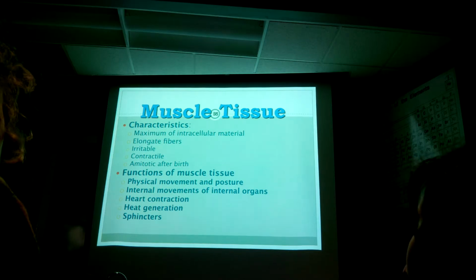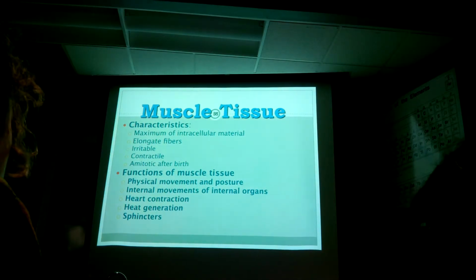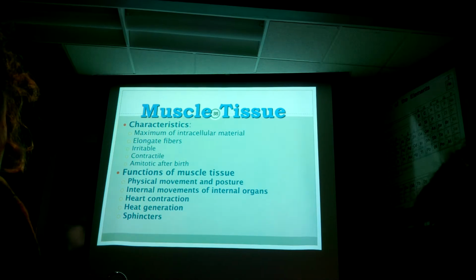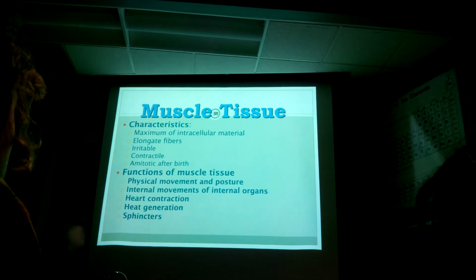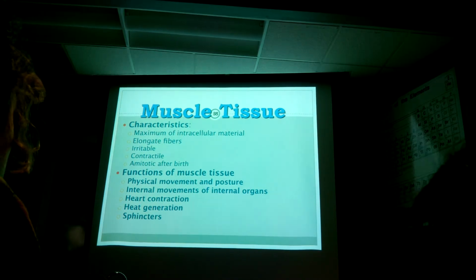It contracts. Muscles only contract. Muscles don't expand. So if I want to pull my arm up, I can relax the muscle now. But if I want to pull my arm back down, I have to tighten another muscle to pull my arm back down. So muscles only go one way. They only contract. That's all they can do.